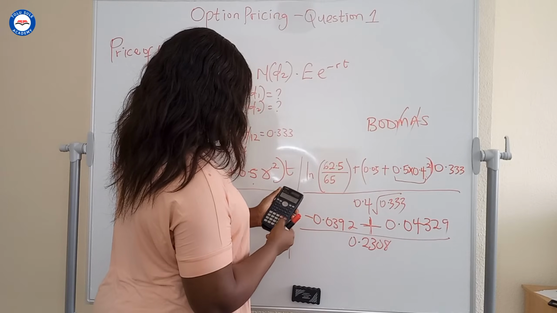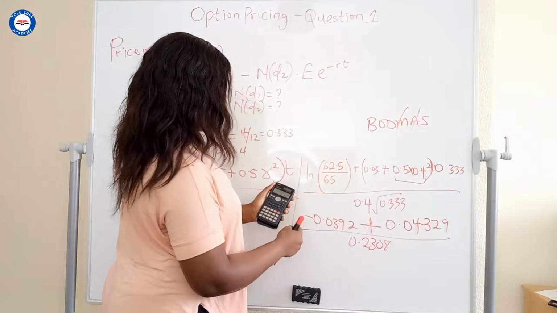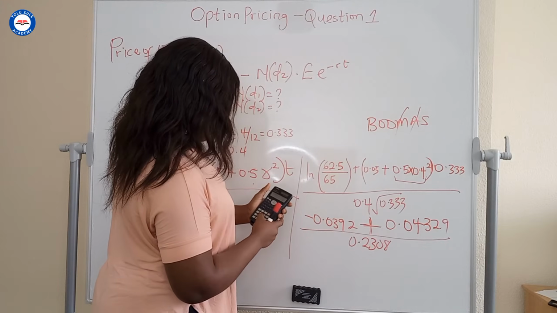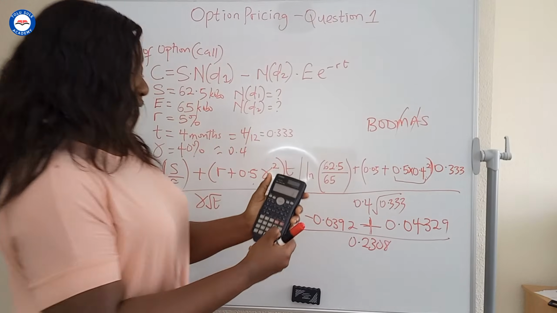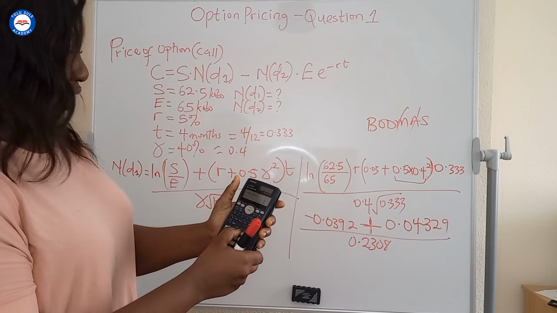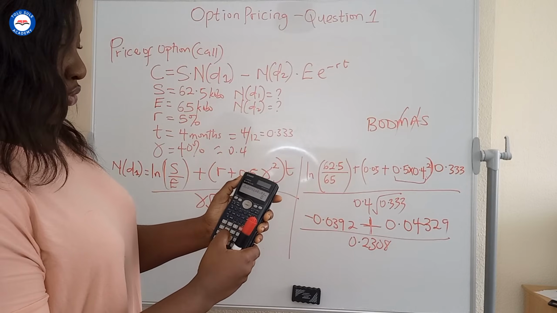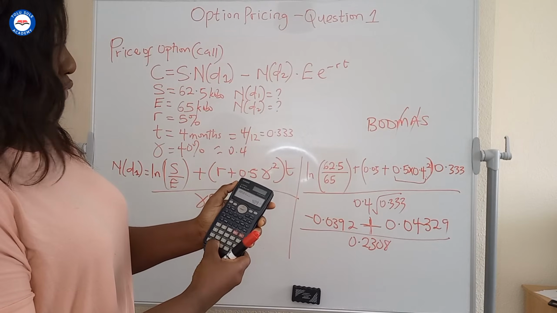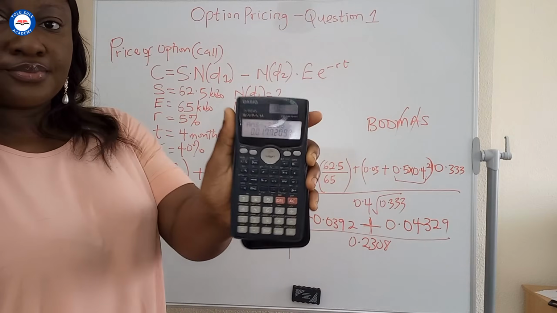0.2308 minus 0.03. Just write everything out in full. Minus 0.0392 plus 0.04329 equals this, divided by 0.2308. Look at your answer.